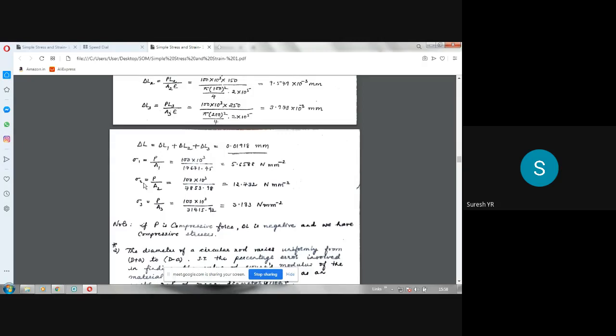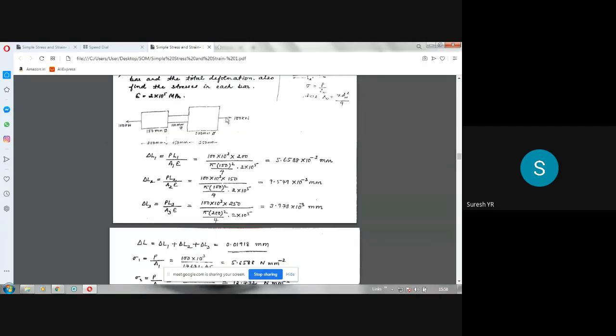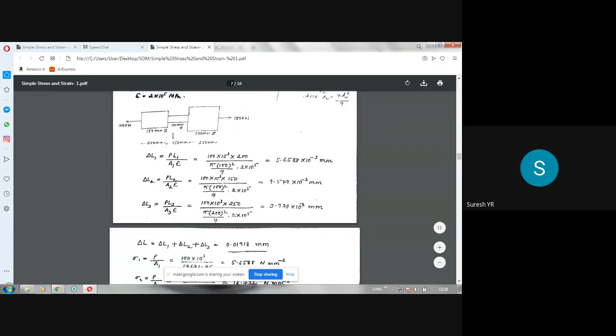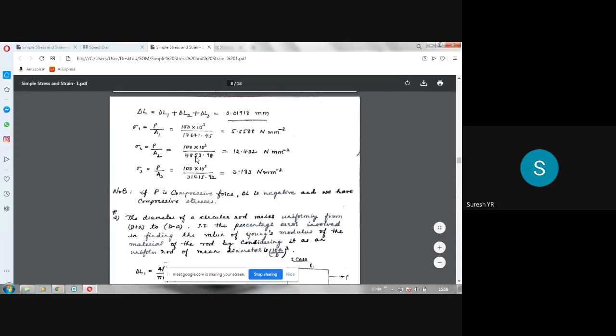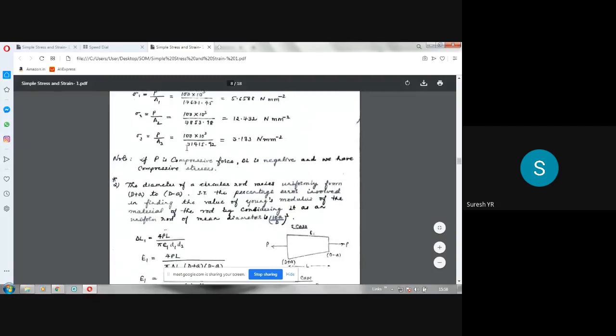Similarly, stress in the second portion is P by A2. We take the area of this portion, and P remains the same. A2 is pi into 100 square by 4. If you simplify, you will get this much, and if you divide that, you will get the value of stress in the second portion. In the third portion, sigma 3 is P by A3, with P in newtons divided by A3, which is pi into 200 square by 4. If you simplify that, you will get the stress.